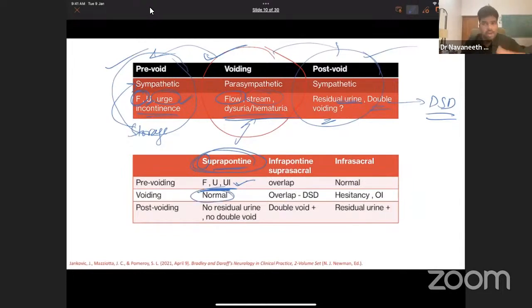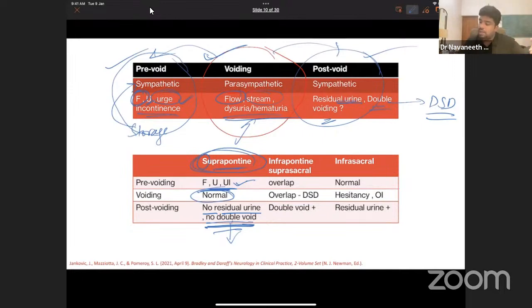The voiding will be completely normal because parasympathetic is never suprapontine. And then you're going to have no residual urine and no double voiding, because all the symptoms are with respect to frequency and urgency only, because it's the cortex. Suprapontine is basically cortex, which is going to tell you whether you can micturate or not. It's cortical control. Predominant major symptoms of bladder distension won't be there. The patient is going to have an inappropriate sense of urination, especially in the medial frontal lobe.